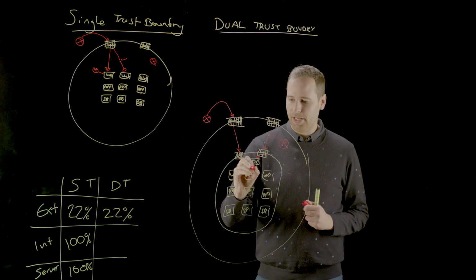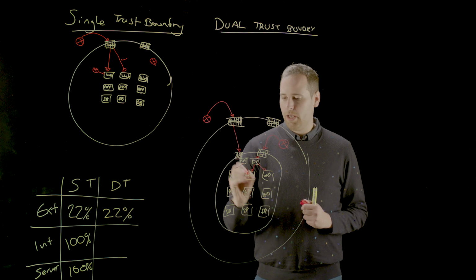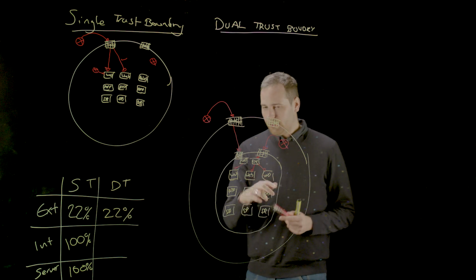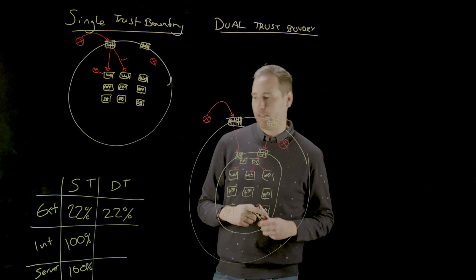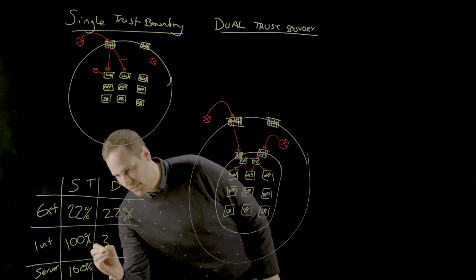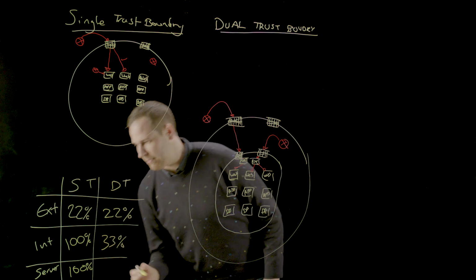So as we migrate through here, we can see we can reach all 3 of these, but we can't get any further. So we can now only reach 3 out of the 9 servers, 1/3. If we mark that down in our table here, we've got 33%.